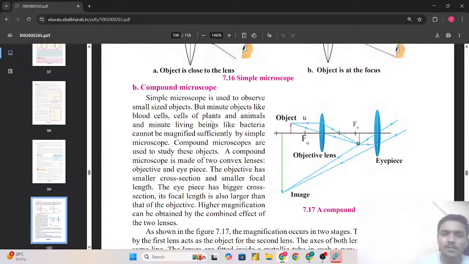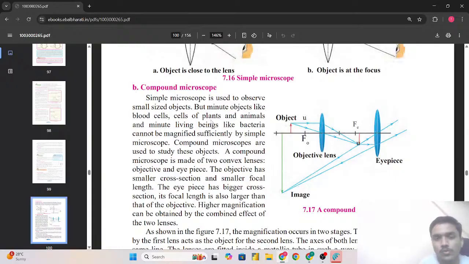और simple microscope के use से हम small size के objects को अगर देखना होगा, so for that it is useful. But minute objects जैसे कि blood cells of the plants and animals, minute living beings like the bacteria, जैसा कि हम देखते हैं कि इनकी size जो होती है वो nanometre, micrometre में होती है. So such small objects we are not able to clearly see that image formed with the help of the simple microscope.